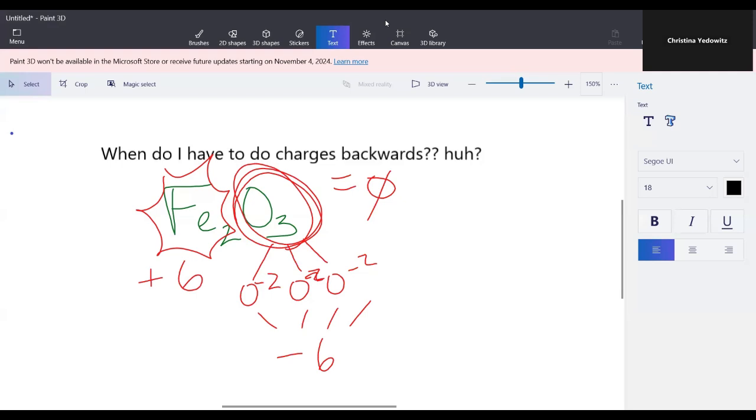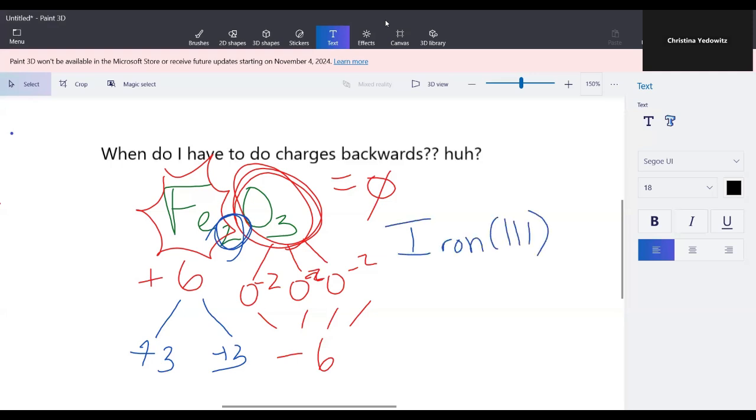Second problem, though: you have 2 irons. So if you get more than one of them, what you need to do is divide the charge up evenly between them. So if you have 2 irons, that would mean each of these irons has a +3 charge. So it's your job to write, this is an iron with a +3 charge, oxide, so that the person who has to write the formula knows what charge they're using to balance it. Okay, so hopefully that answered everybody's questions.